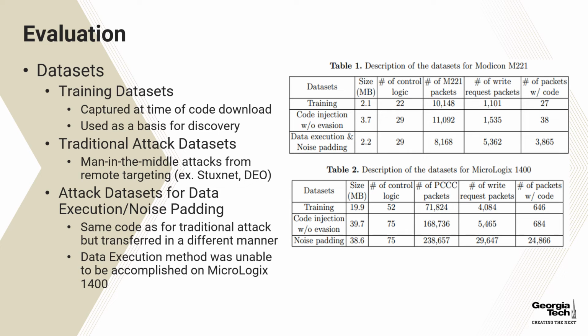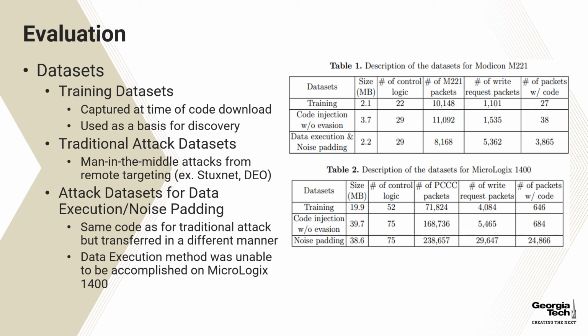Training datasets were used to develop the Bloom filters. These were captured at download time and used as a basis for discovery. Again, these were discovered as 4-gram for Modicon and 8-gram for MicroLogix. Looking at the traditional attack datasets, this models a man-in-the-middle style attack, like those discussed for Stuxnet and DEO attacks. To develop this dataset, they introduced an injection path utilizing engineering software with no evasion techniques.